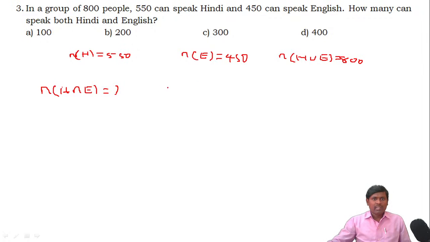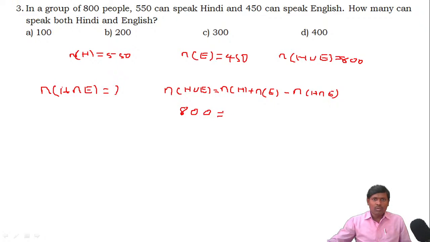Therefore we have a formula: n of H union E is equal to n of H plus n of E minus n of H intersection E. Substitute the values here. n of H union E is given, that is 800, which is equal to n of H, 550, plus n of E, 450, minus n of H intersection E.